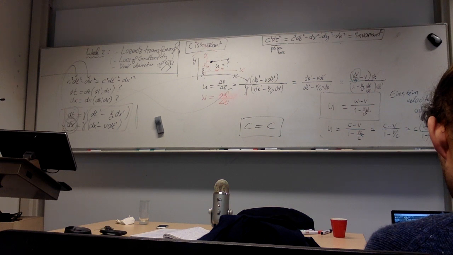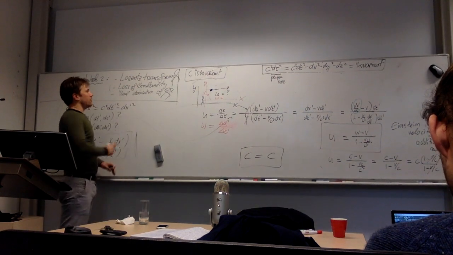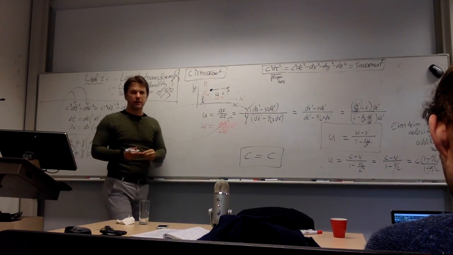Again, full circle. We have special relativity built up in a new way, and as we went along, we got the Lorentz transforms, and we got the invariance of c.